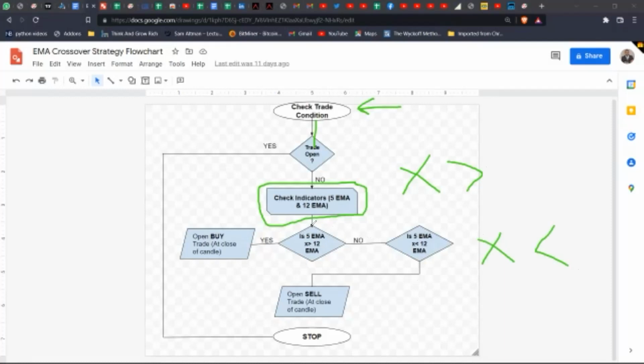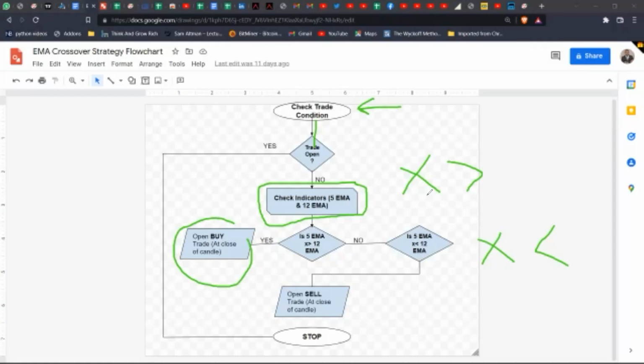Now, if it checks, is the 5-period moving average crossing above the 12-period moving average? Well, if the answer is yes, then it means the condition for buy is met, and then it will open a buy at the close of that candle. Now, remember, it's going to be doing all of this checking at the close of the candle.